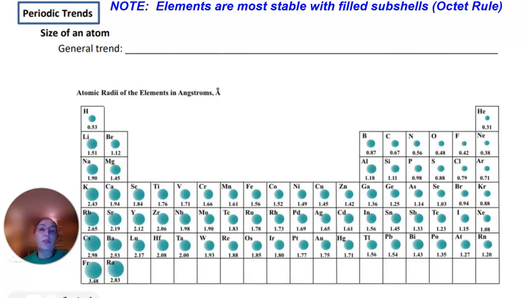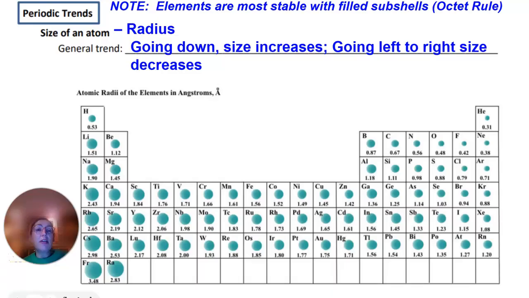And so here's the general trend. What we want to note first is that elements are the most stable with filled subshells. They want to meet the octet rule, or get 8 outermost valence electrons, unless, of course, they're hydrogen, that has 1 electron and wants to be like helium, that only needs 2 electrons to fill its outermost energy level. But all the rest want to be like the noble gases and get to that magic 8 electrons to meet the octet rule. Okay, so what do we want to know about the size or radius of the atom?